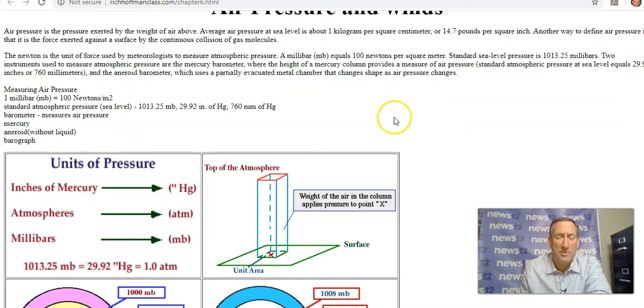You measure pressure with a barometer. There are different types of barometers. Most of them are just digital right now, but a barometer measures air pressure.